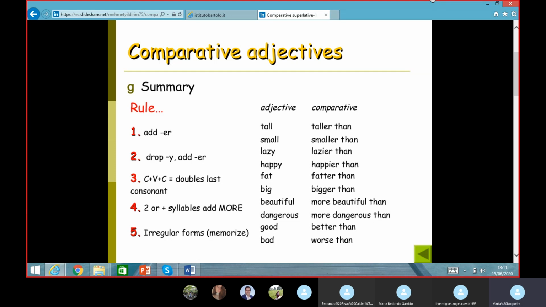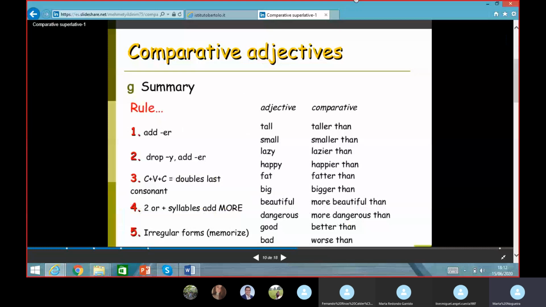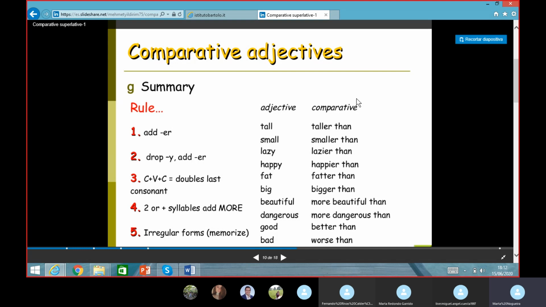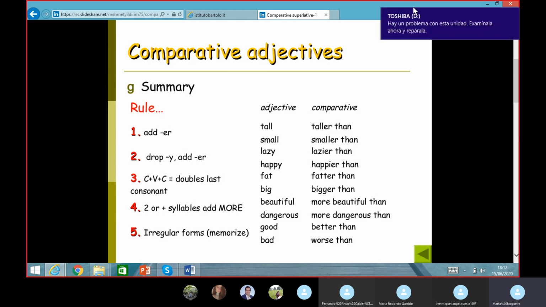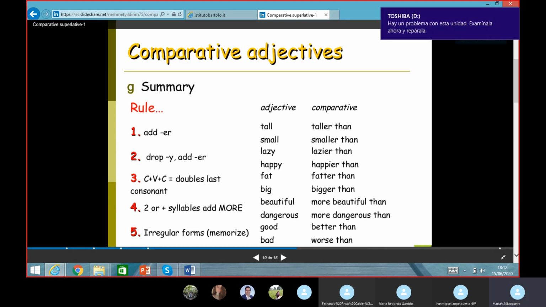So this is not difficult. I mean, I suppose you don't have doubts. This is the comparatives, because now we would be entering into the superlatives. So guys, just give a look at this. Give me 1 minute, because I need to copy a document with the exercises we're going to do. So in the meantime, just give a look at this. 1 minute.